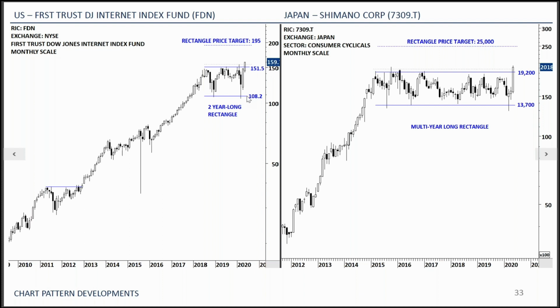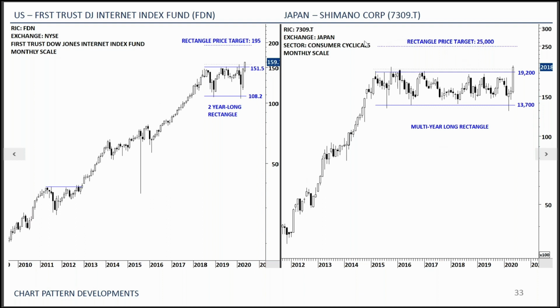The lower boundary is at 108, upper boundary 151. So this month's candle, if we are able to close strongly, it will be a monthly signal as well. But on the daily scale, we have seen the breakout confirmation.